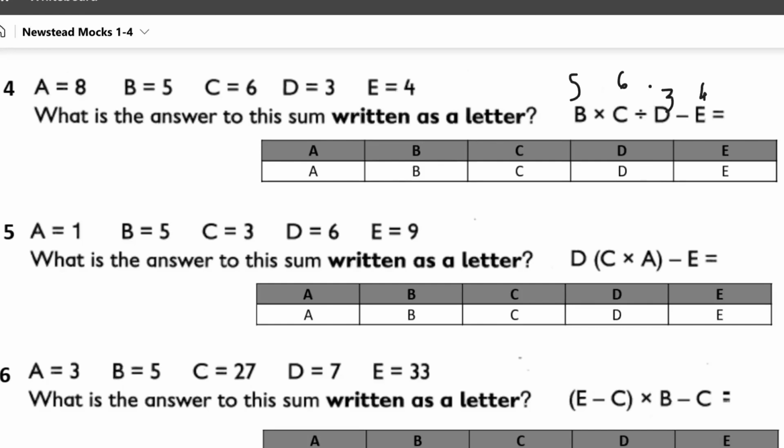BODMAS, we do this division first, so we get 5 multiplied by 2 minus 4 is equal to 6. What is 6? It is C. Next one, we have 6 C times A, which is going to be 3 times 1 minus E, which is 9. So we get 6 times 3, which is 18, minus 9, which gives us 9 again, which is going to be E.